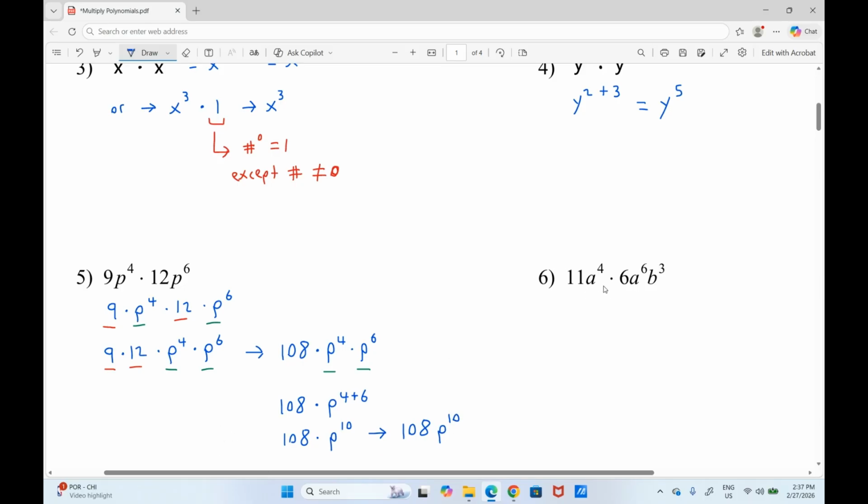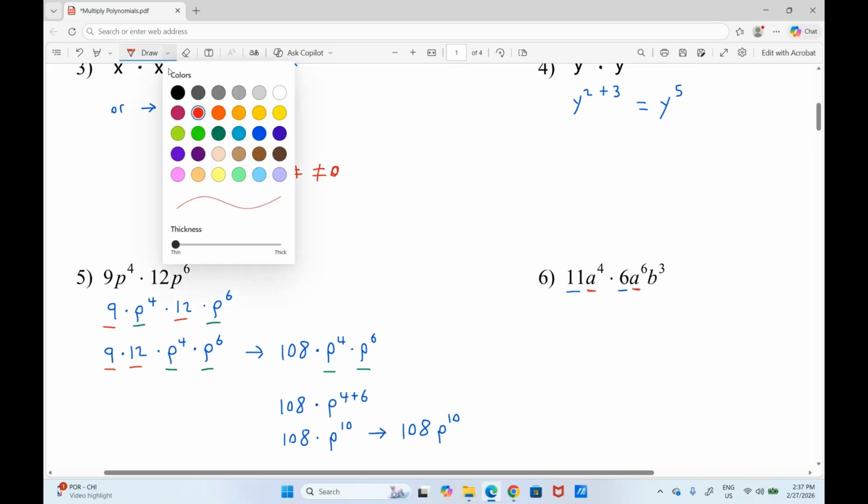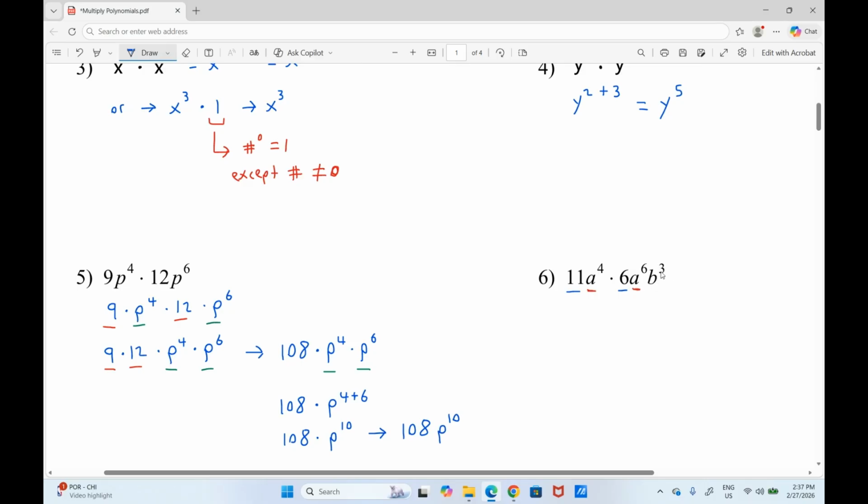Now, looking at question 6, same idea. We want to underline our numbers with a different color. I'm going to underline the ones that I have the same base for. So a, and then b, I don't have anything the same for b. I only have one b here. So I'm going to have 11 times 6, which is 66. a to the exponent of 4 times a to the exponent of 6 would be a to the exponent of 10. And then there's no other b here, so I just leave it as b to the exponent of 3. So my final answer is 66, a to the exponent of 10, and b to the exponent of 3.